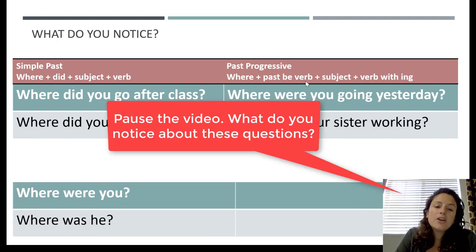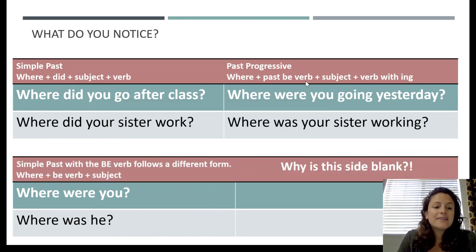All right, pause the video again. What do you notice about the 2 new sentences? Yes, this is the simple past with the be verb. Just like the simple present with the be verb, the rule is a little different. We use the be verb in the past tense. Where were you? Where was he?